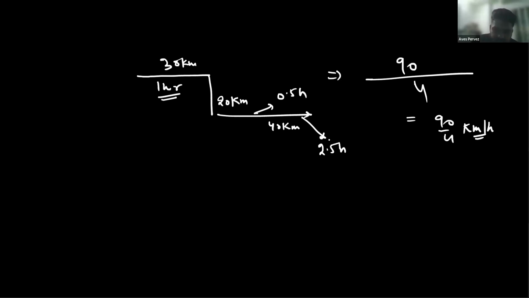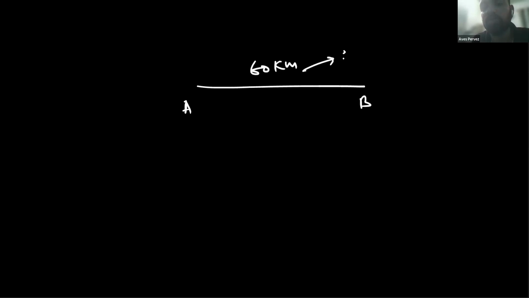You are given speed. For example, if an object travels from point A to point B, that is 60 kilometers. The distance is 60 kilometers, and it takes 2 hours to reach from A to B. And when he is returning back, the same distance of 60 kilometers, he takes only 1 hour.